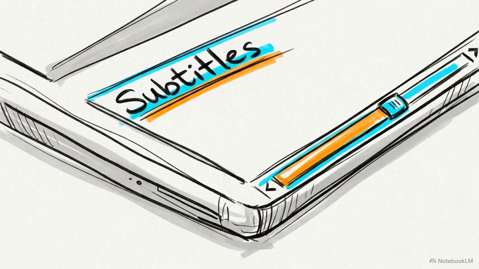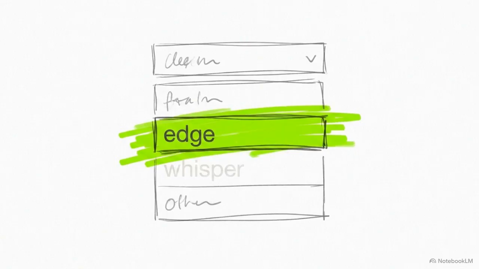Scroll down to subtitle settings. Make sure you select the Edge option here. Selecting Whisper pauses everything to download a massive 3 GB model to your hard drive.